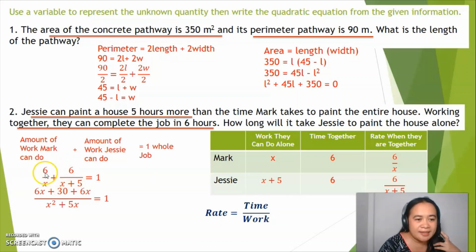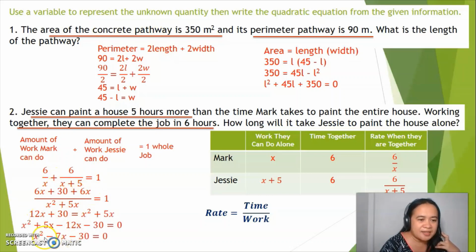Cross multiplying: 6 times 5 is 30, and 6 times x is 6x, x times x is x squared, and x times 5 is 5x. Simplifying further, 6x plus 6x is 12x. Combining like terms, we end up with this: x squared minus 7x minus 30 equals 0.